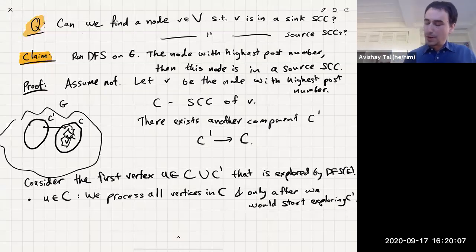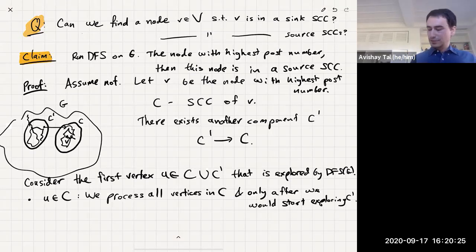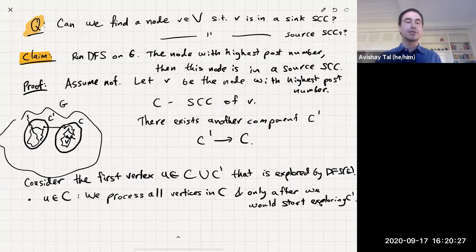So we will pop all these elements from the stack. And then maybe we would start exploring again, maybe from another node, and eventually we'd reach C prime, and then we would explore all of C prime. So in this case, all the post numbers in C would be smaller than all the post numbers in C prime, because we would finish processing C before we started processing C prime. So this would be a contradiction because we assume that the biggest post number is in C. That would reach a contradiction to the maximality of V.